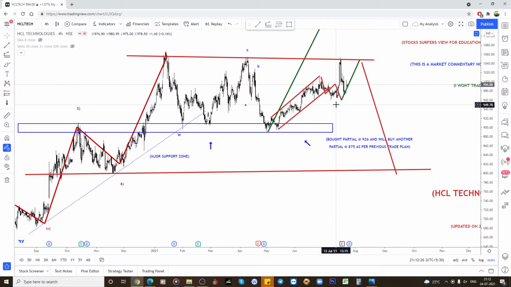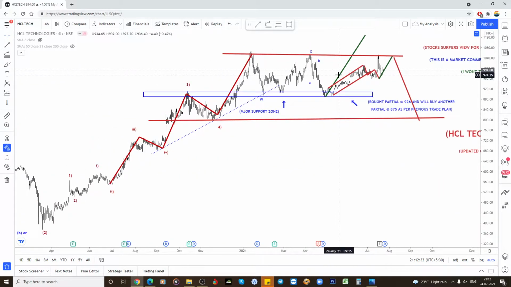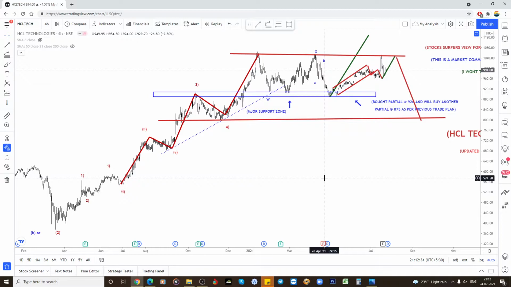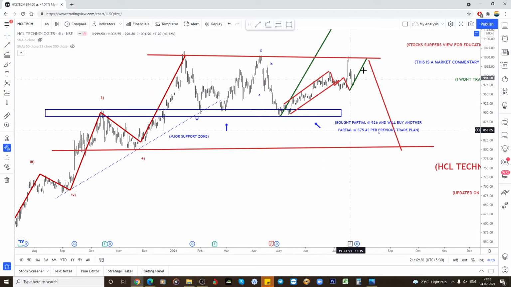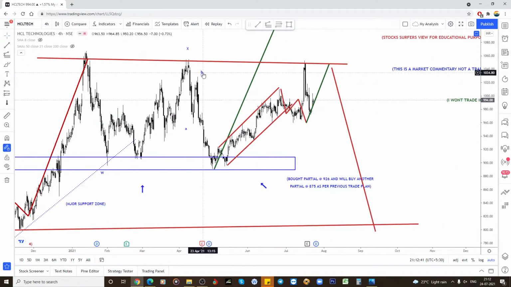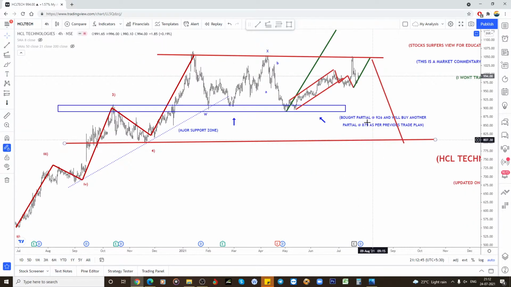So wait for this. It did exactly the same three-wave structure, and again the three-wave structure is about to complete. Nothing is matching here. You need to understand what kind of wave is forming here. If it is a three-wave structure, it means we are still in the correction. So this is the W, X, Y, X, and one more three-wave structure. I'm waiting for it to break this.